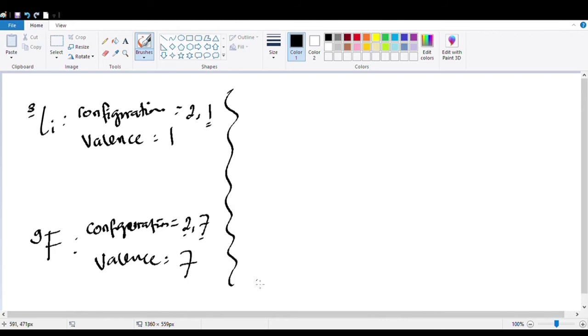Okay, you're done with the first step and you go to the second step. The next step is you will make a Lewis structure. What is a Lewis structure? The Lewis structure is a dot and cross model to represent the atom of the element. So this is the example.